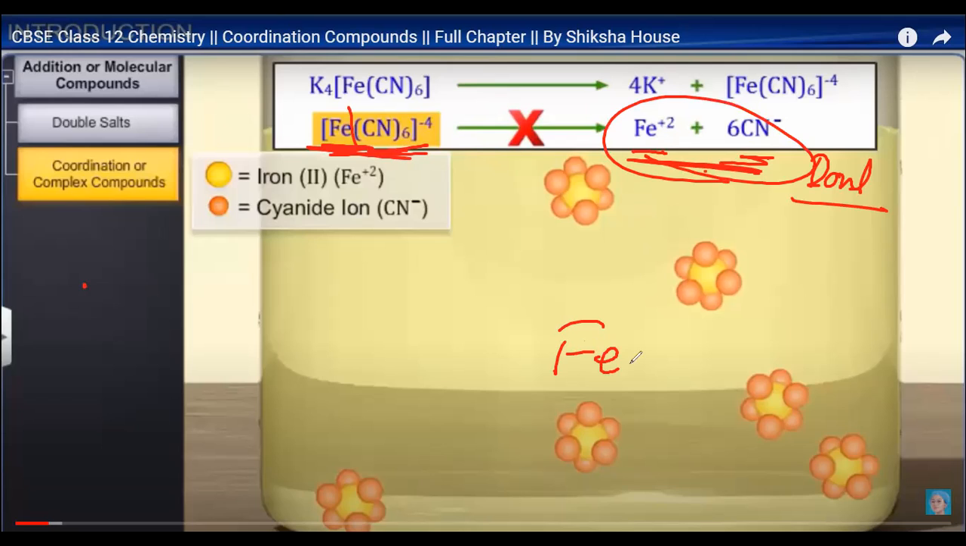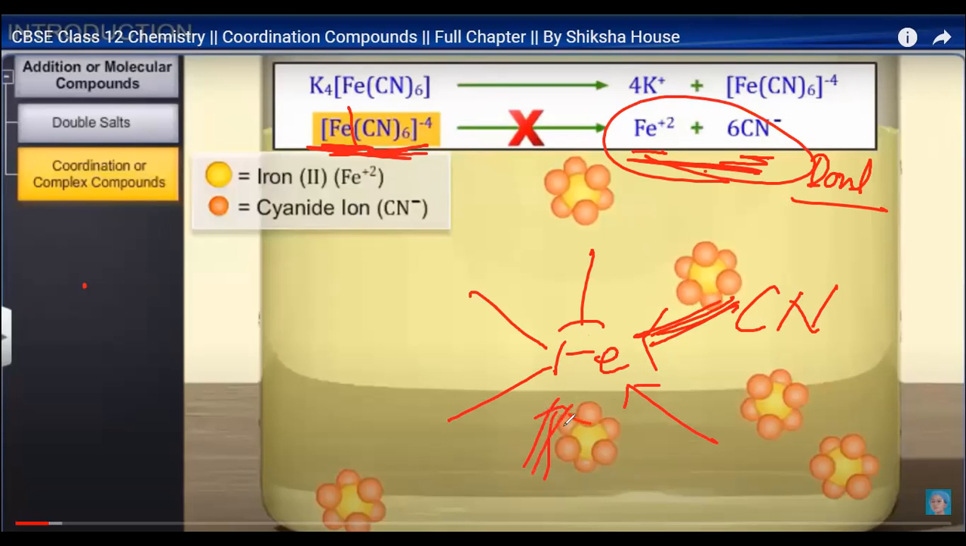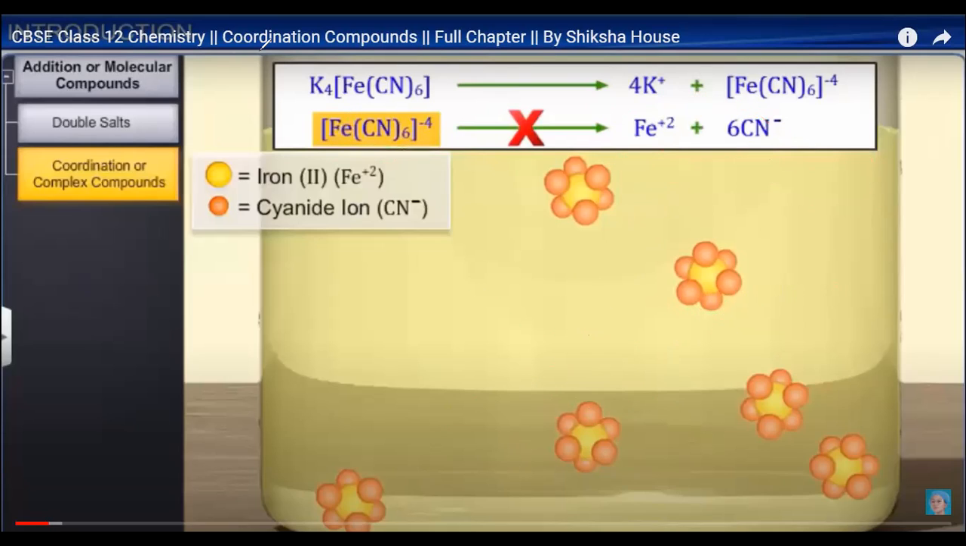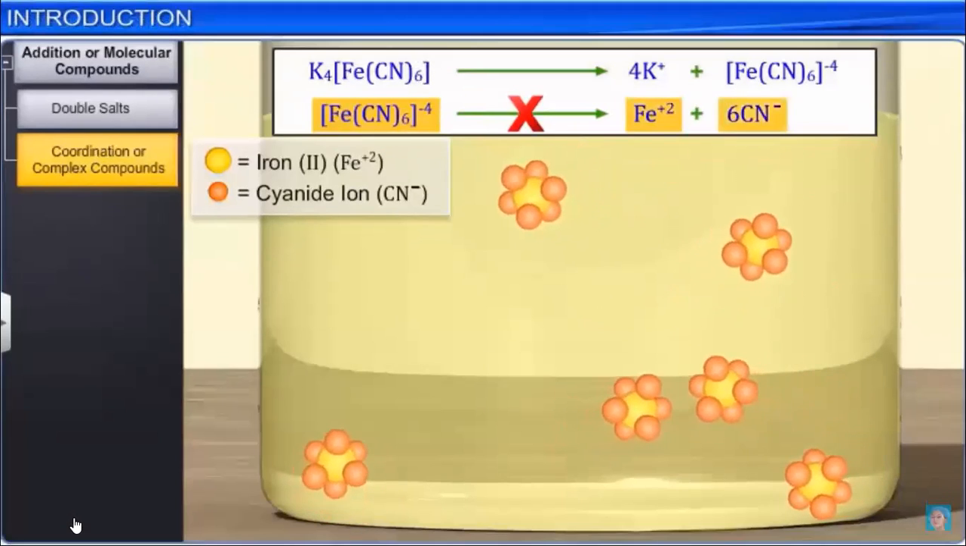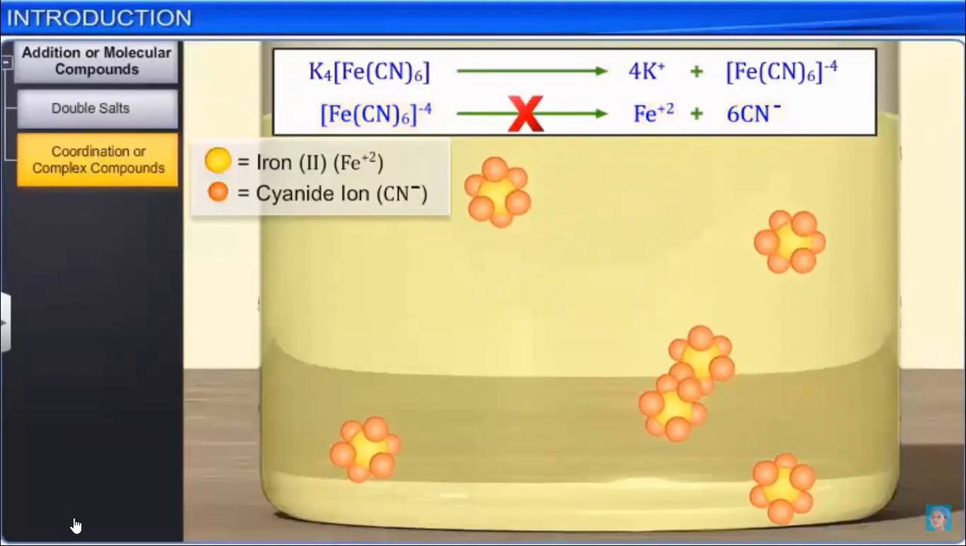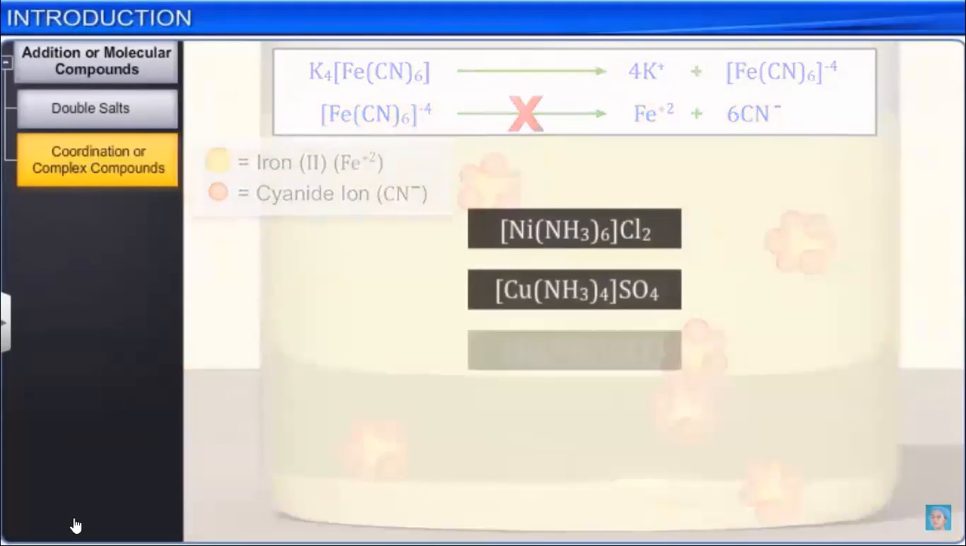Why? Because this iron is completely coordinated with 6 cyanide ligands. These cyanide ligands are coordinated with this central metal ion by donating their electron pairs. So this is called our dative bond here. These ions are present in the form of a new ion called a complex ion. Compounds that have complex ions are called complex compounds.